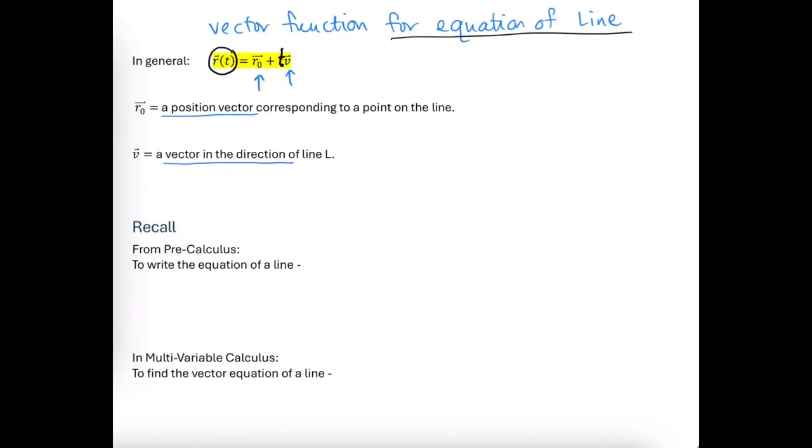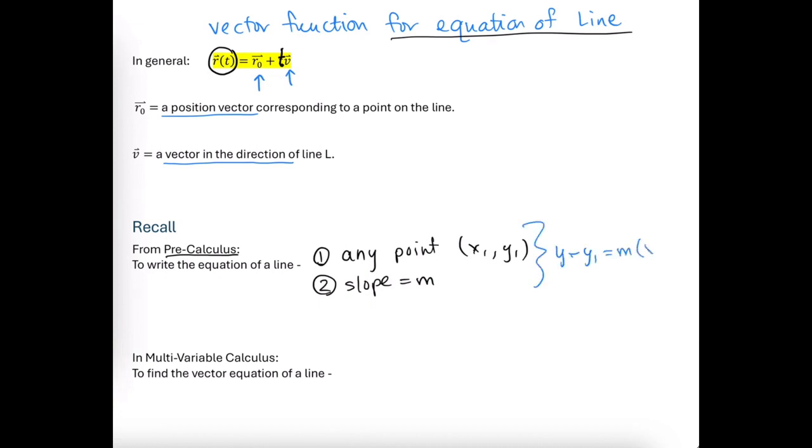Now this is very similar to an idea that we discussed back in pre-calculus. In order to write the equation of a line in pre-calculus, we needed basically two things. We needed any point that was on our line, and we also needed the slope of the line, which of course we called m. Once we had any point, let's call it x1, y1, and the slope, we would then put that into our point-slope formula, which was y minus y1 equals m times x minus x1, and this is how we'd come up with the equation of a line in pre-calculus, right?